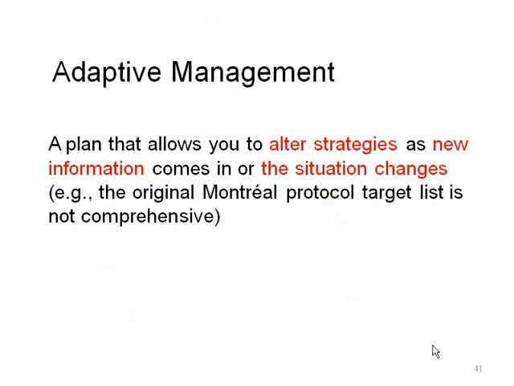This whole process that was gone through is an example of another important approach, and that's called adaptive management. This is where you develop a plan that allows you to adapt and alter your strategies as new information comes into being and is made available, or the situation changes. And again, the Montreal Protocol was deemed not to have accelerated change sufficiently, especially in light of the scientific explanation provided by Dr. Solomon's research.